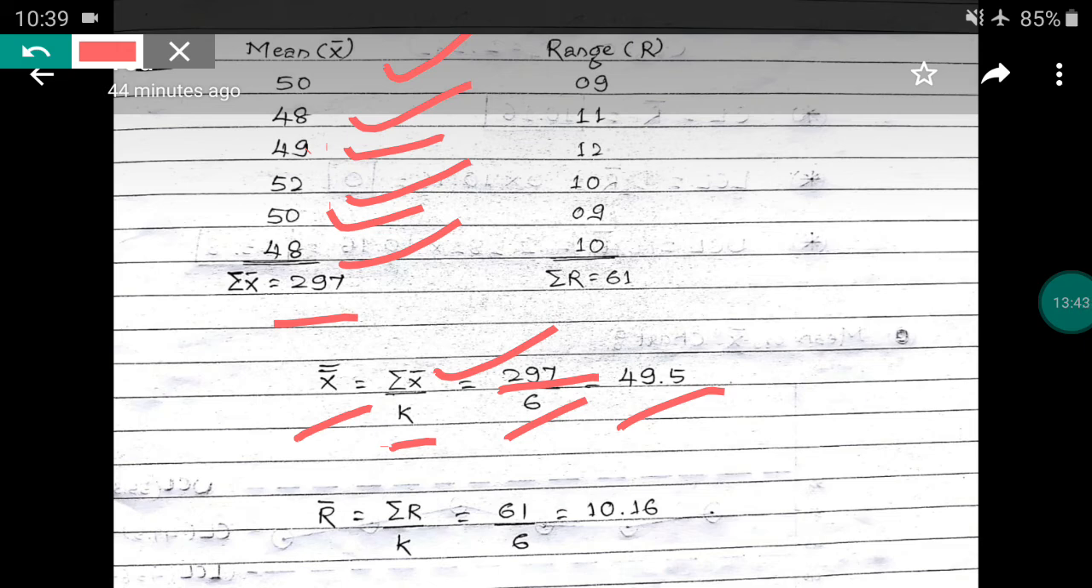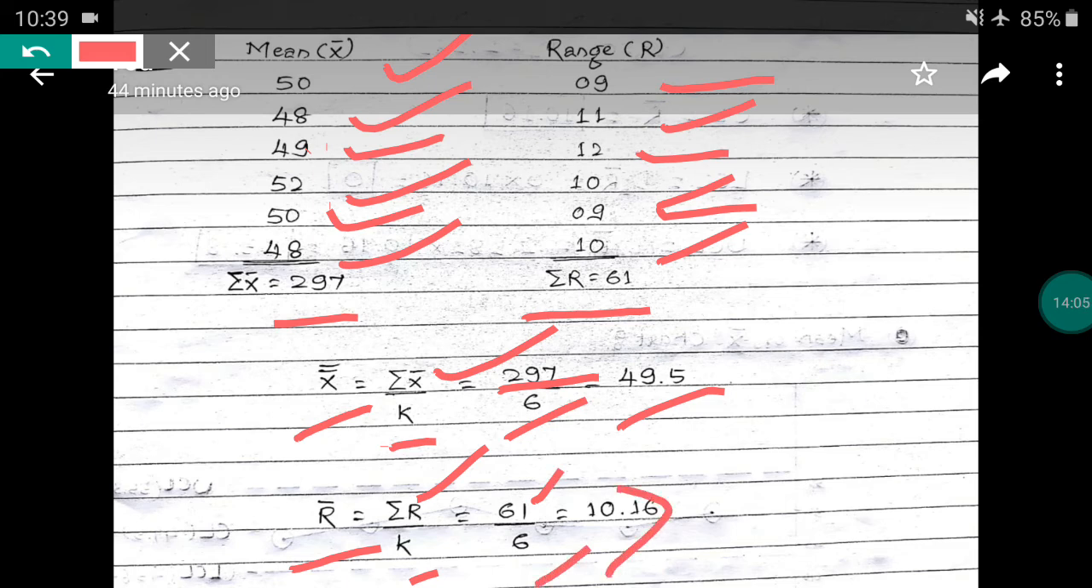Next, the same way, they provide the range: 9, 11, 12, 10, 9, 10. Now you should add all the values. You have got summation R equal to 61. Now the formula is R bar equal to summation R divided by K, equal to 61 divided by 6. We have got the value of 10.16 for R bar. X double bar equal to 49.5.